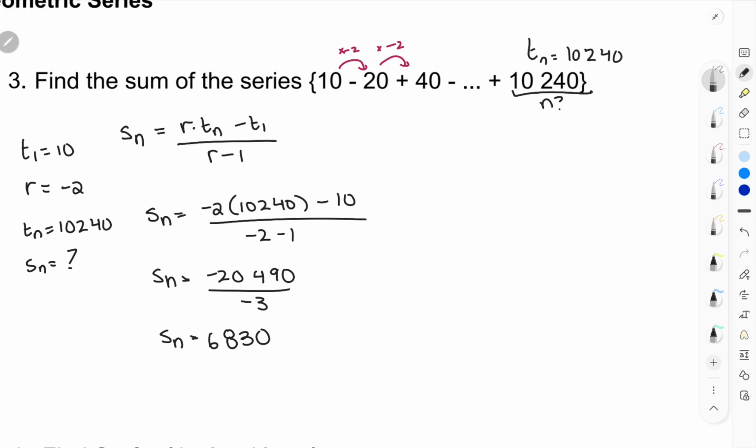If I had gone up or down by 1, I probably would have gotten a negative sum, because the term right here would have a negative value. The term right here would have a negative value that's even bigger than 10,000, right? So keep in mind, when I'm finding sums of things with negative R values, it could be positive or negative depending on where I choose to end.